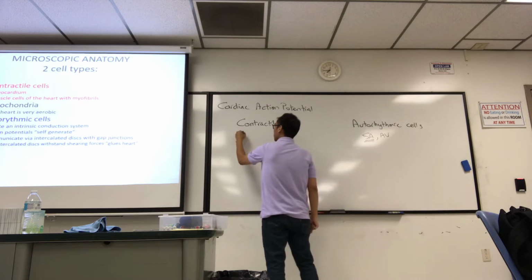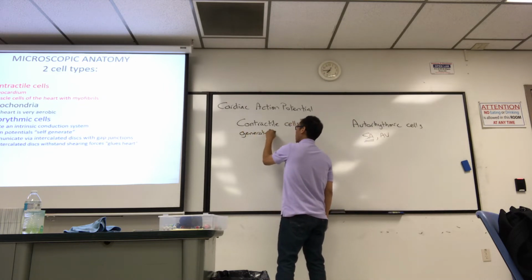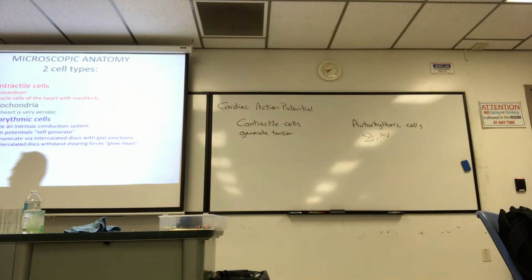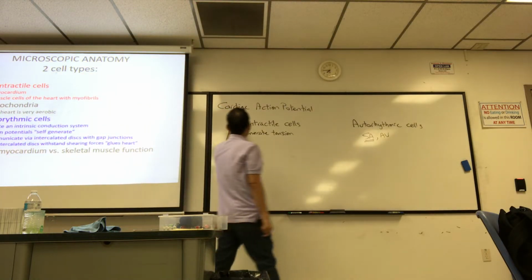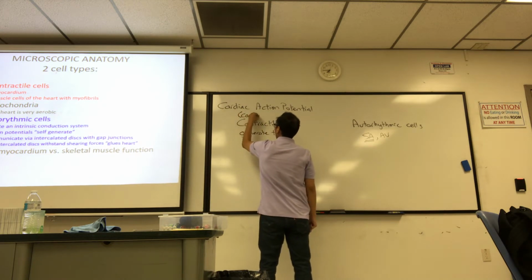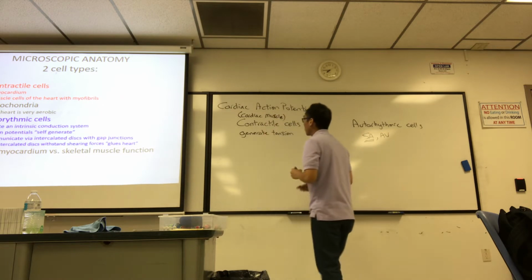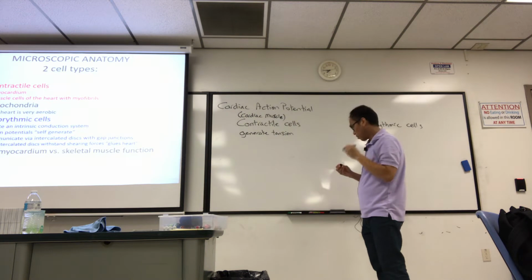To generate tension. And I mentioned mitochondria because the heart's very aerobic. But the cell types we're talking about, contractile, autorhythmic. So for this lecture, it's good to keep that in mind. The other thing to keep in mind is we're going to be making a lot of comparisons between muscles of the myocardium versus skeletal muscle. So for contractile cells, think cardiac muscle. But also for today's lecture, compare it to skeletal muscle.